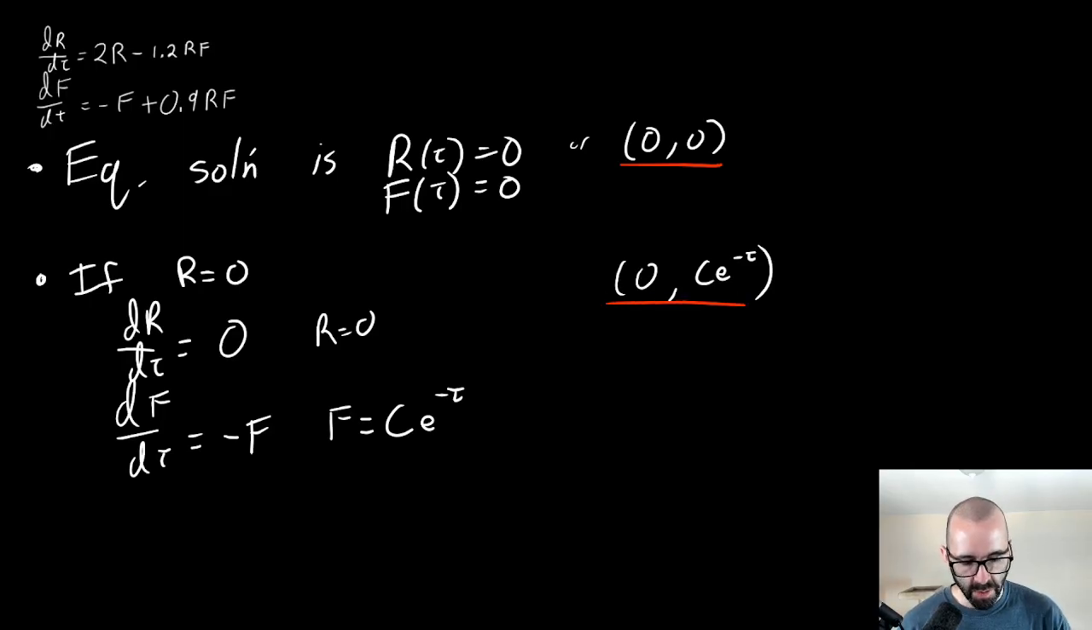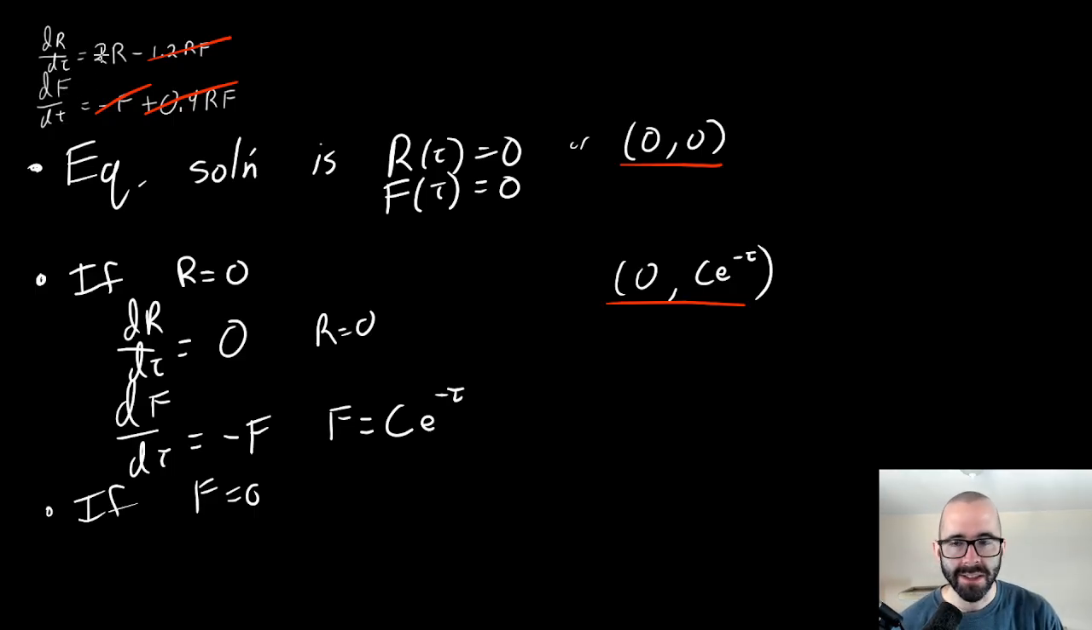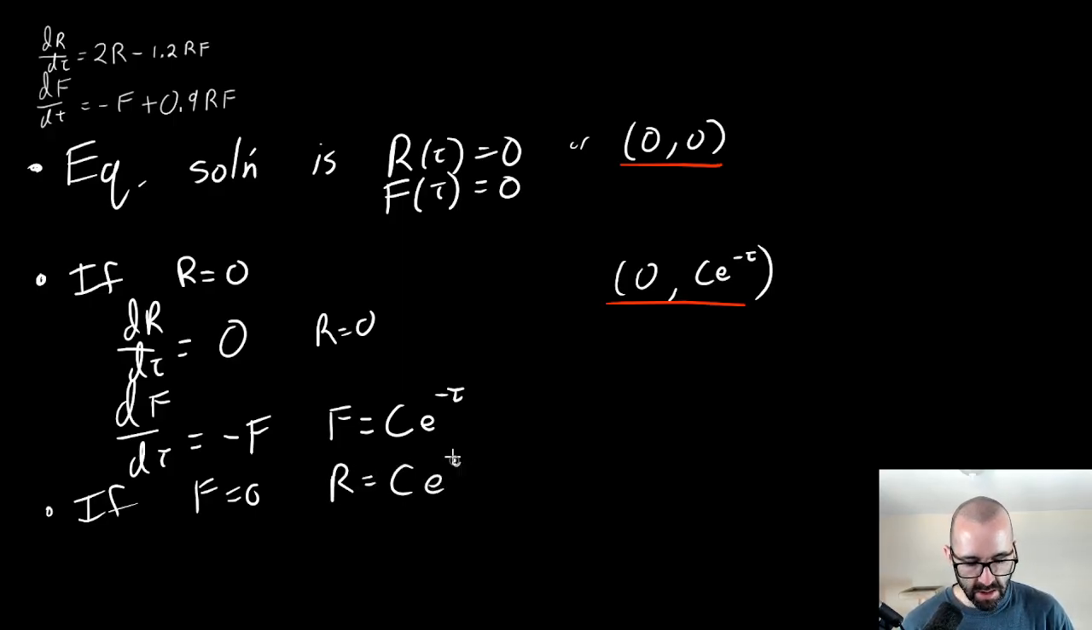Well, again, let's find another one if the foxes are equal to 0. Similar logic, right? If foxes are equal to 0, this is gone, this is gone. Foxes will always be equal to 0, according to this model, barring any external factors. And the rabbits are going to grow exponentially, some constant, e to the t. And the foxes will be 0 forever. We have another solution of exponential growth.